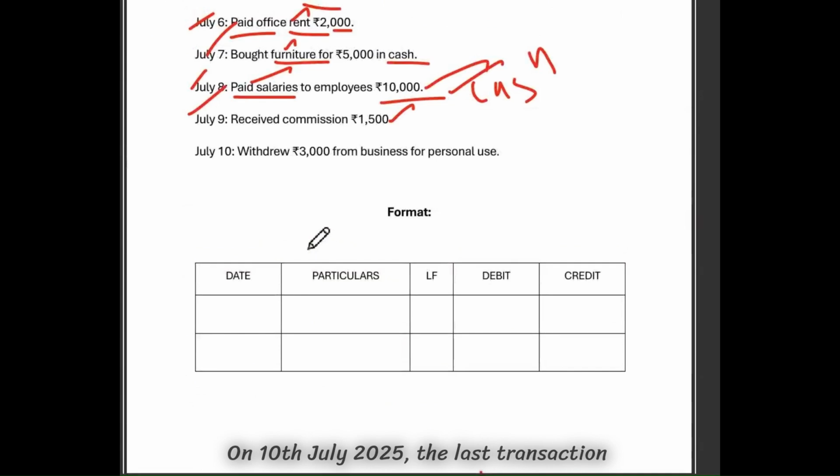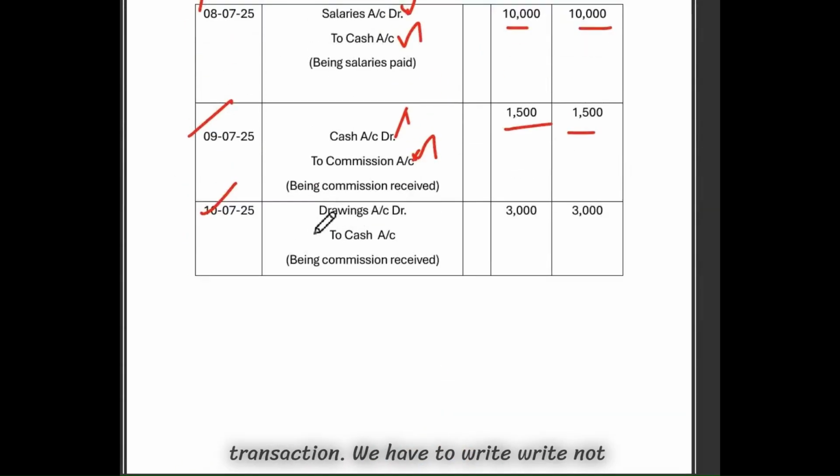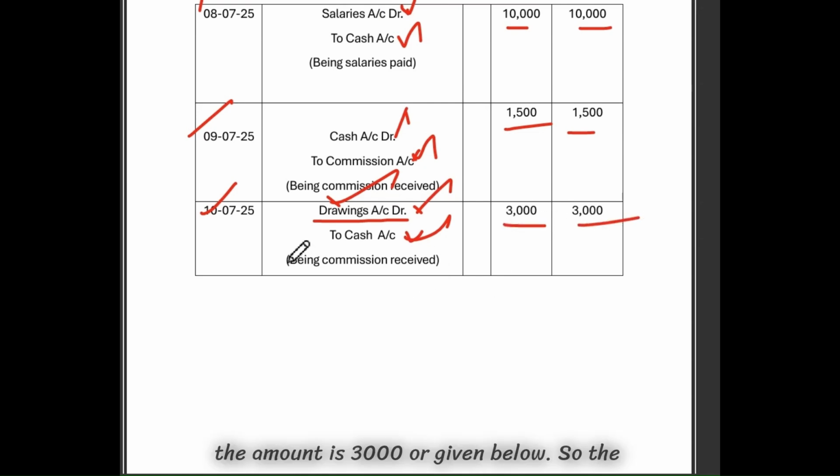On 10th July 2025, the last transaction: withdrew rupees 3,000 from business for personal use. Here we withdrew rupees 3,000 for personal use, which means we withdraw from our capital. So in this transaction, we do not write a withdraw account. It has a name, drawings account, for personal use. When we withdraw cash for personal use, we use a drawings account. We withdraw the cash, so drawings account debit to cash account. The amount is 3,000, given below. The narration is written.